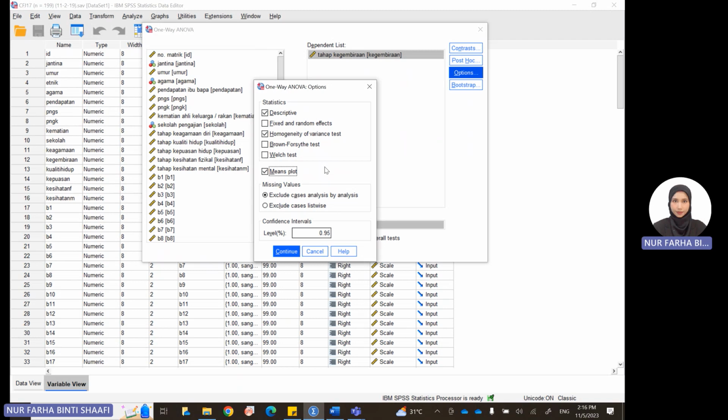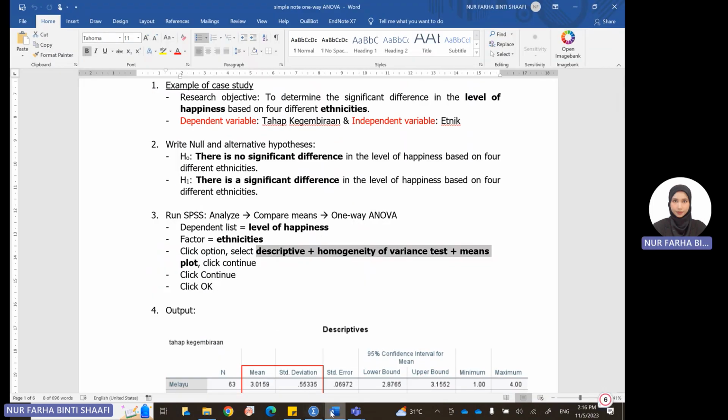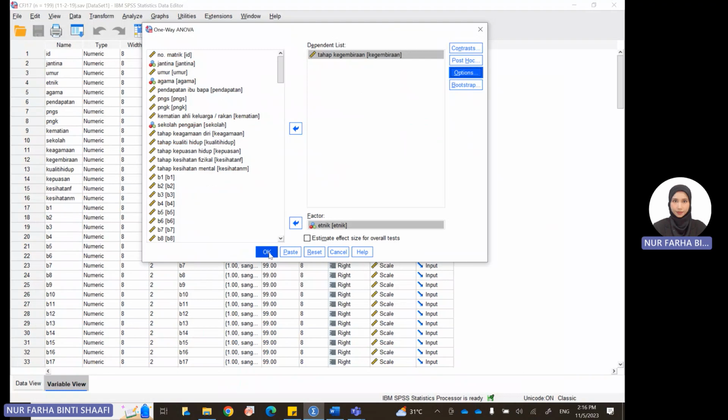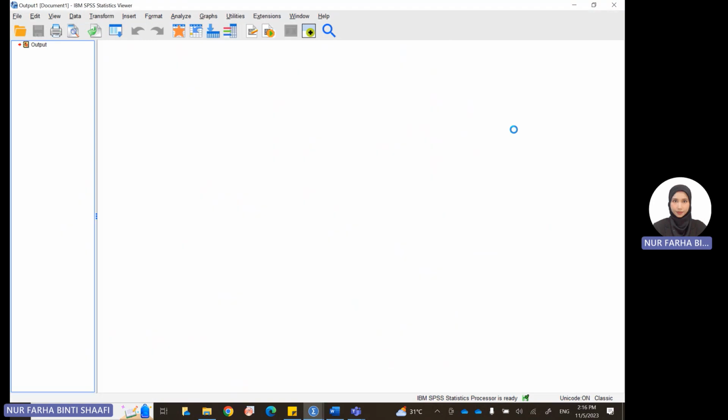Okay, so this is one of the ways that you can see whether your data is normally distributed or not. It depends on the homogeneity of variance test. Afterwards, we will see the significant value. All right. So you have clicked these three, then continue. And then what else? Click continue. Okay. Wait for the output to come up.